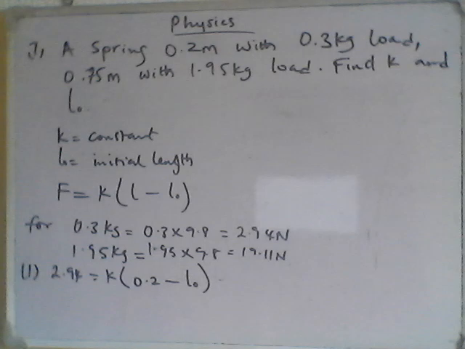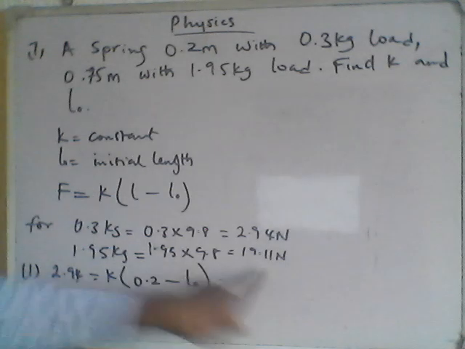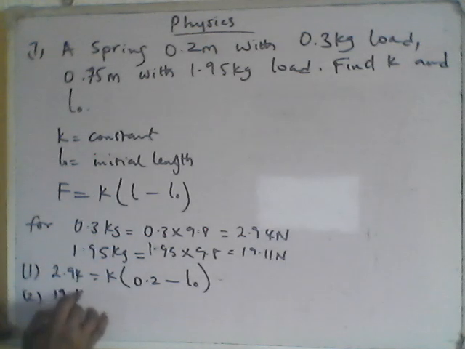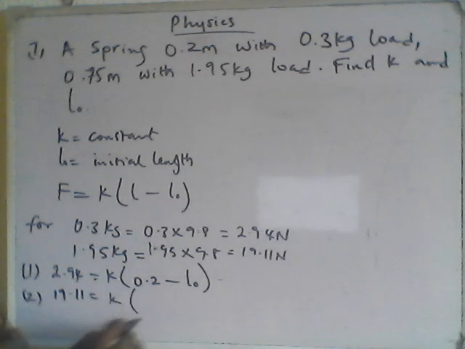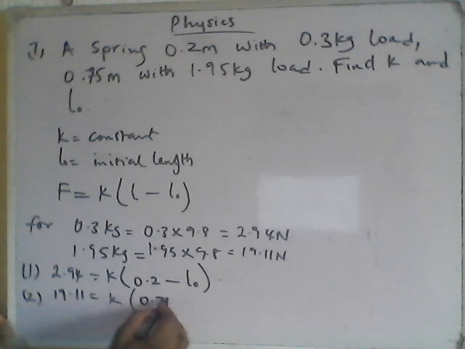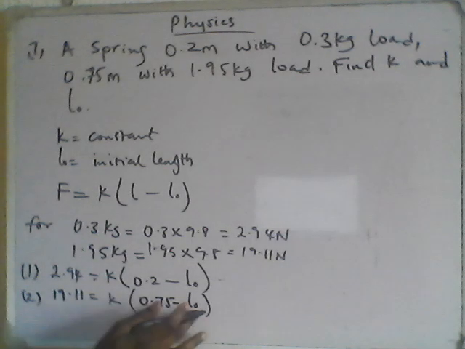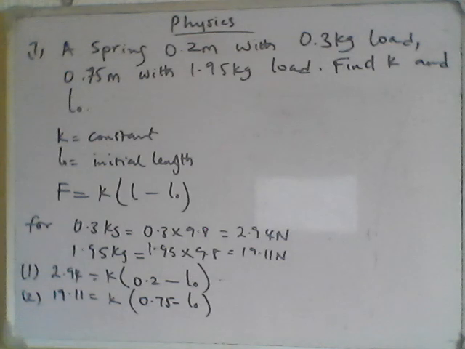Then I will write the second equation, equation 2. I will say 19.11 is equal to K, the constant, times the final length. What's the final length? 0.75 minus L0. So I have two equations. From here onwards, it's mathematics. I'm told to find L0, the initial or original length, and K, the constant of proportionality.